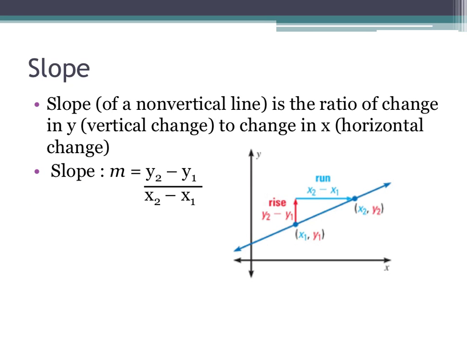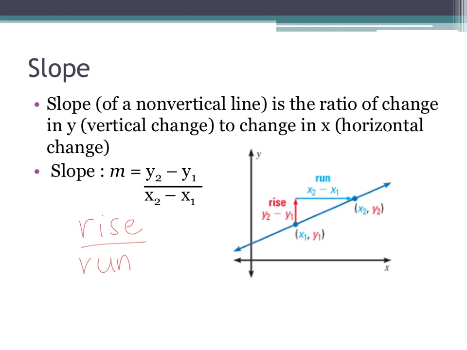Slope of a non-vertical line is the ratio of the change in y, or the vertical change, to the change in x, or the horizontal change. The symbol for slope is a lowercase italicized m. If you're given 2 points and asked to find the slope of the line that connects those 2 points, then you use y2 minus y1 over x2 minus x1. Okay, this is also called rise over run. So change in y, or vertical change, over change in x.